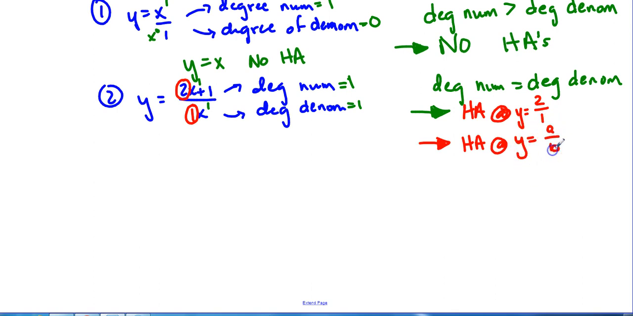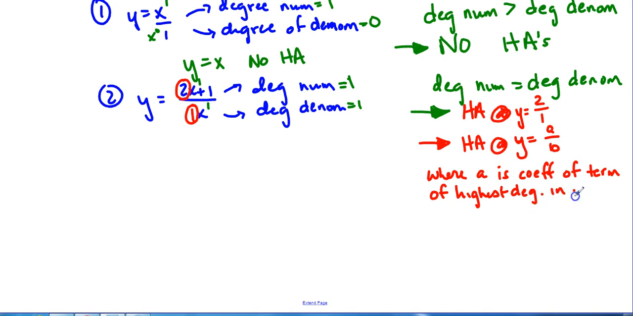a over b, where a is the coefficient of the term of highest degree in the numerator, and b is the coefficient of, so I'm just going to put quotes here, the coefficient of the term of the highest degree in the denominator. Okay, so that's your second case.